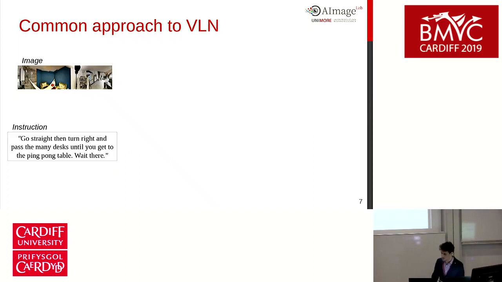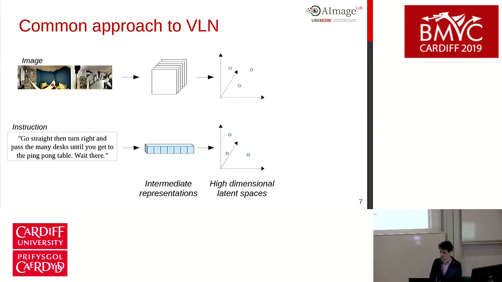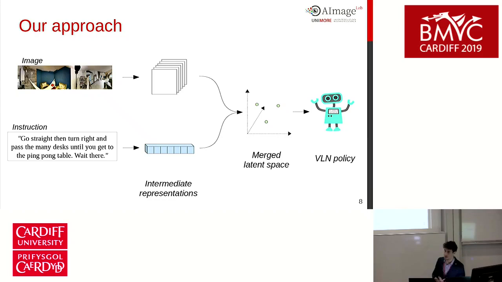A common approach to visual language navigation takes the image and instruction and creates two intermediate representations that correspond to points in very high dimensional latent spaces. But in this way, the policy has a really hard time decoding the next action because it's very hard to link the two points in the two high dimensional spaces. Instead, in our approach, we use dynamic convolutional filters to project the two representations into a merged latent space, so that the policy can count on a very efficient representation and can decode the next action in a simpler way.